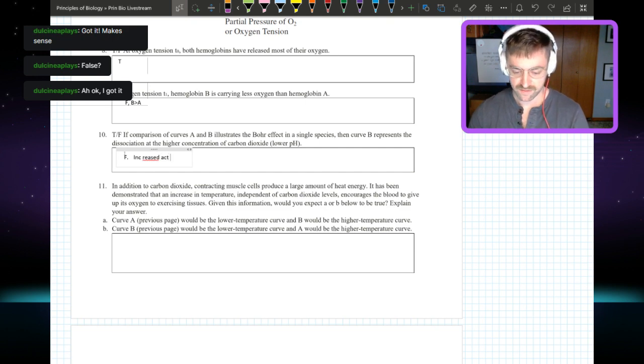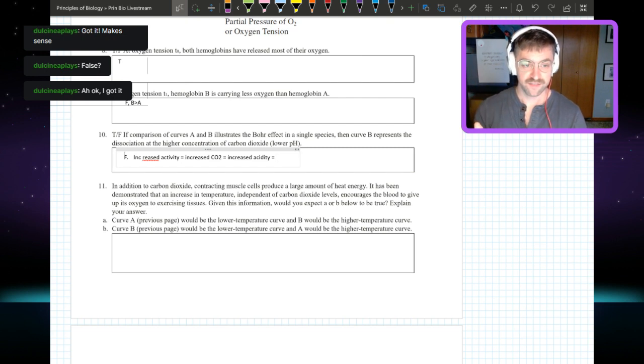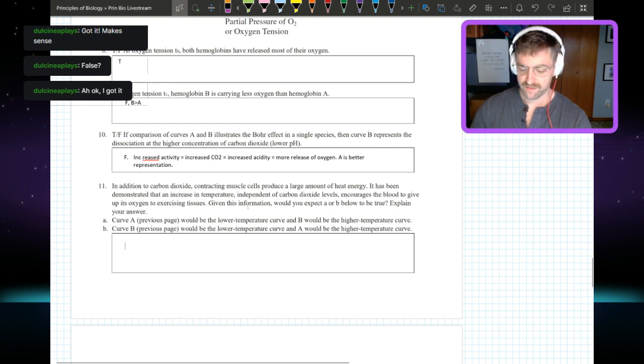Increased activity increases CO2. Higher carbon dioxide levels at lower pH, you expect hemoglobin to release more of its oxygen. Okay. Last one.